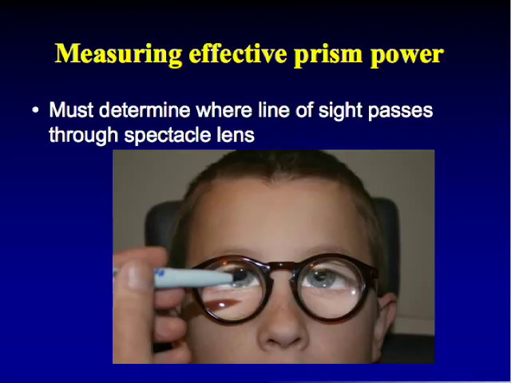So this is what you do, this high-tech method to see where the line of sight passes through the spectacle lens. You just put a dot right in the center of each pupil, and that's where you measure the prism power. So then you don't have to worry about where the optical center is. In fact, sometimes the optical center can become displaced either by accident or on purpose and generate prism power.